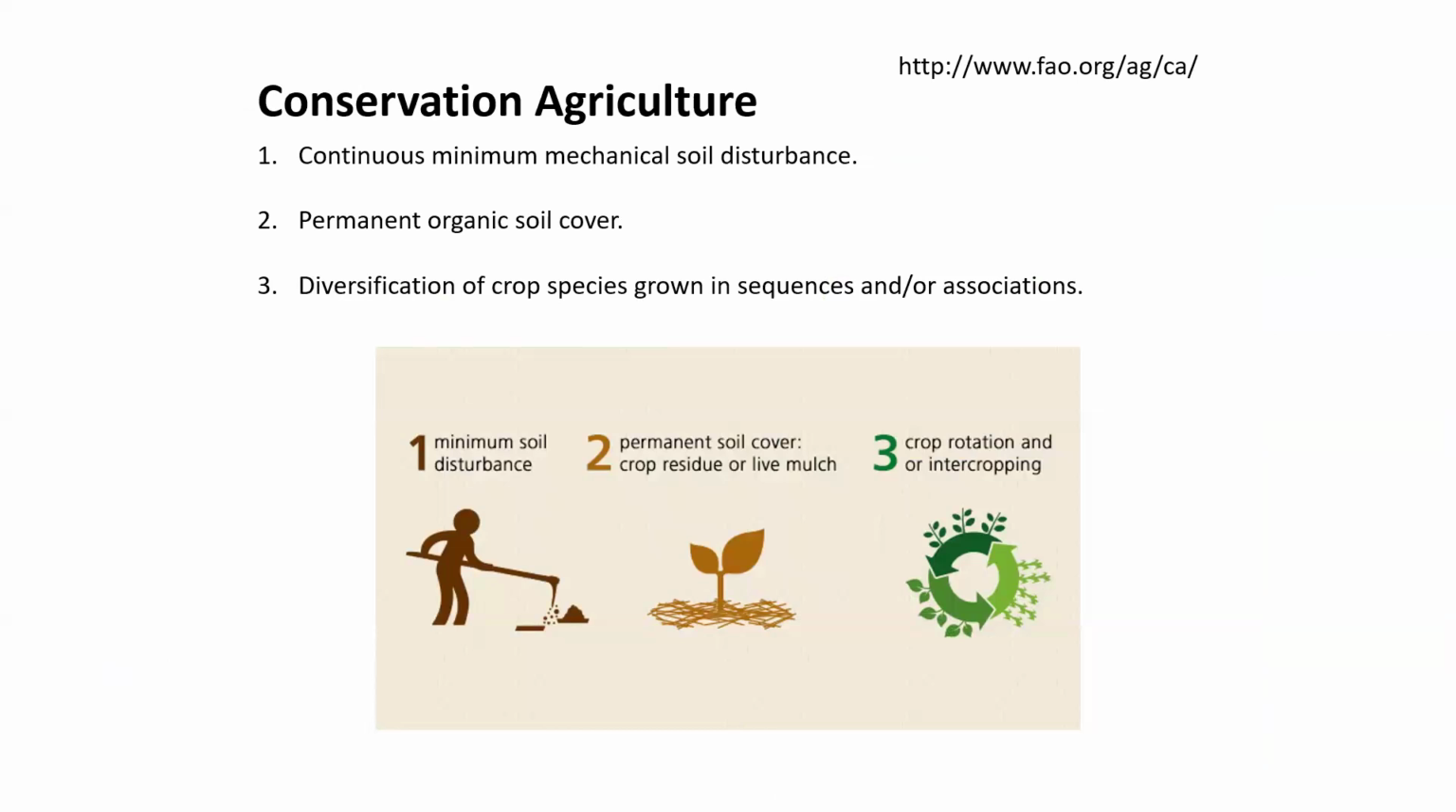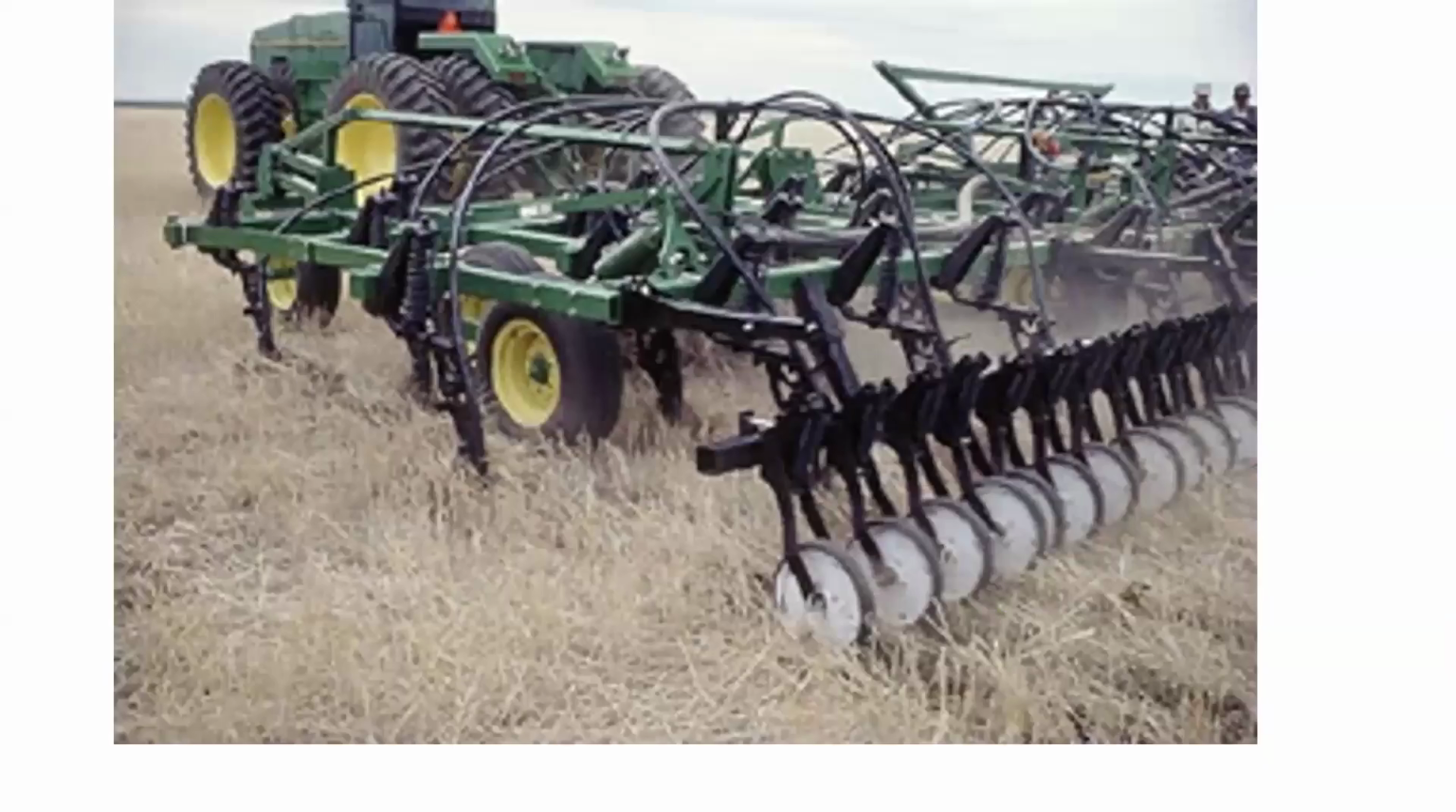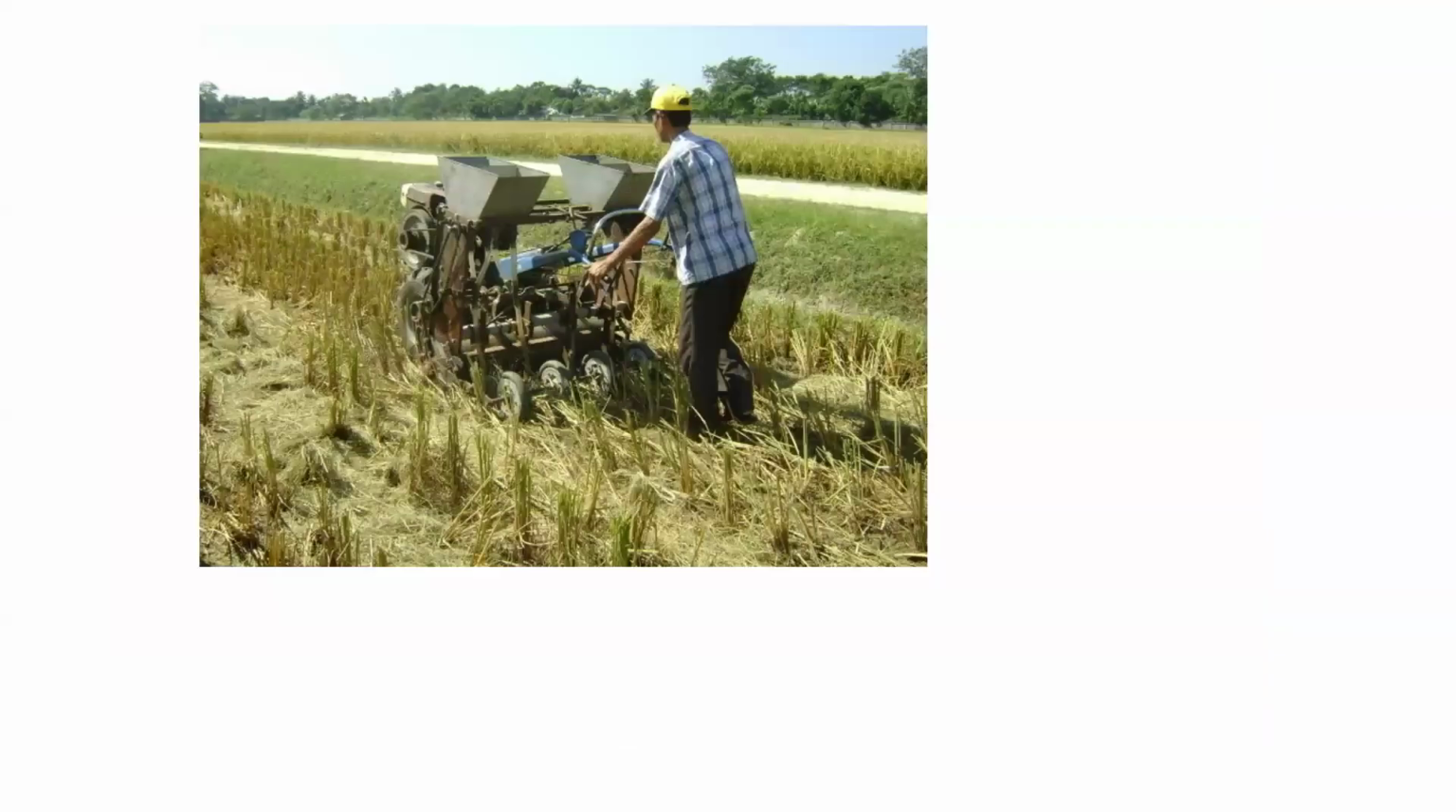Let's take a look at conservation agriculture. I went through this earlier. The three principles are a continuous minimum soil disturbance, permanent organic soil cover, and diversification of crop species. In Canada, when we talk about conservation agriculture, we always use big machines. Well, we mostly use big machines. Here you have the same principle.